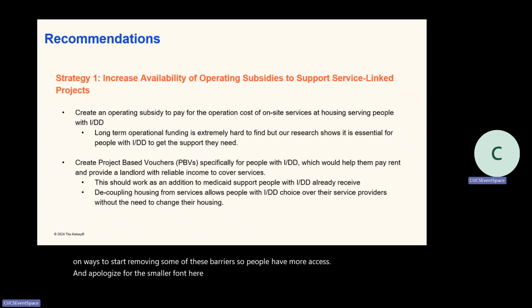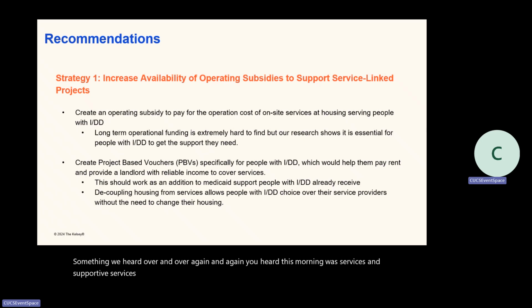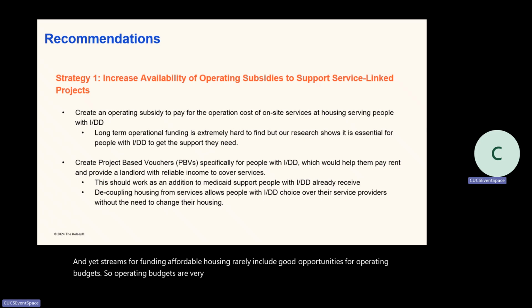So strategy 1 was increase availability of operating subsidies to support service-linked projects. This was something we heard over and over again, and again, you heard this morning, was services and supportive services within housing is so important to keep people housed. It's not just the physical housing, it's what supports they have within it. And yet streams for funding affordable housing rarely include good opportunities for operating budgets. So operating budgets are very narrow. There's very little slack in them. And so having extra staff available on site is a very hard thing to pay for.